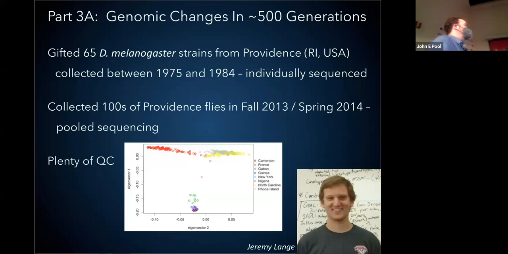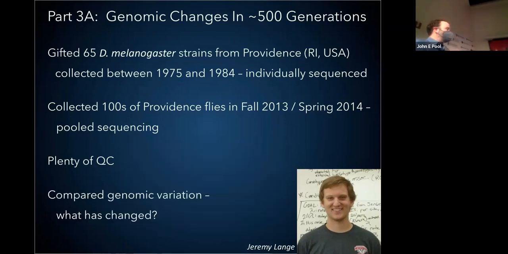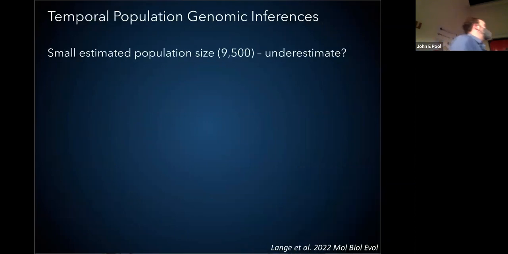We compared these 60-some old strains to pool-seq data from hundreds of new flies, both from fall and from spring, trying to control for seasonal evolution, which is known to exist. We did a bunch of quality control, especially for the old genomes, to make sure that they looked like what we thought they were. Two of them actually looked like clones of the same line, and so we discarded one, but the rest looked pretty good.